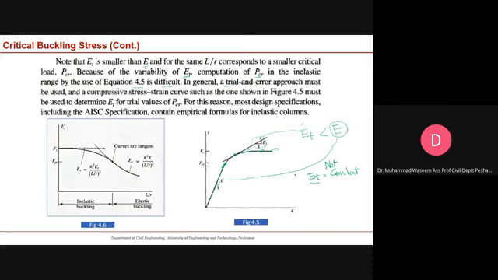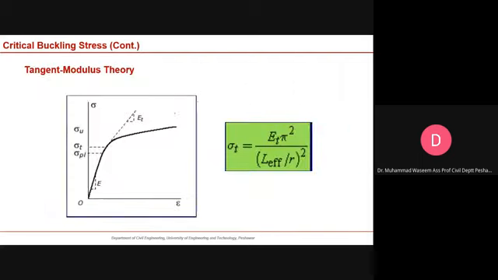So that's why there are some empirical equations in the AISC specification, so that you can use them to compute the critical stresses in the inelastic range. As we have already discussed, in the elastic range, up to the proportional limit, the modulus of elasticity is constant, but after this proportional limit, it is not constant. So one way to estimate the critical stresses in the inelastic range was to introduce the tangent modulus.